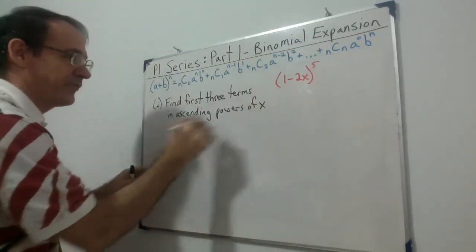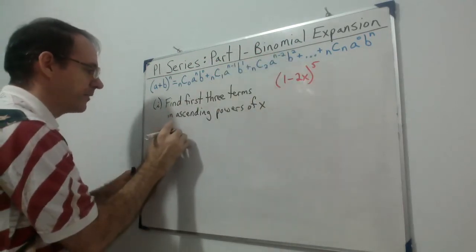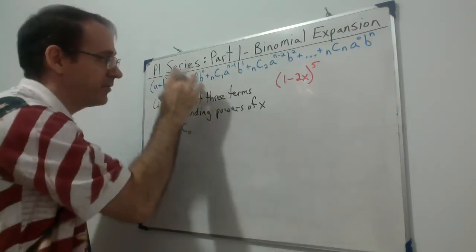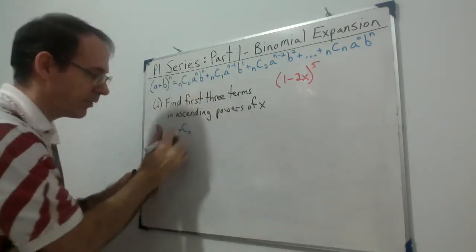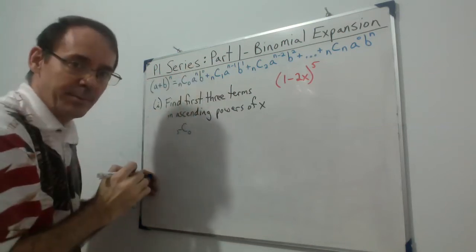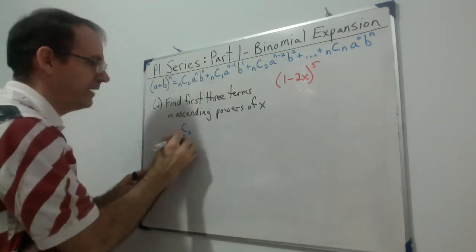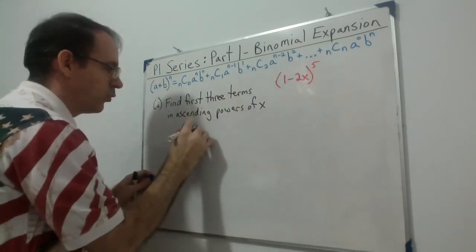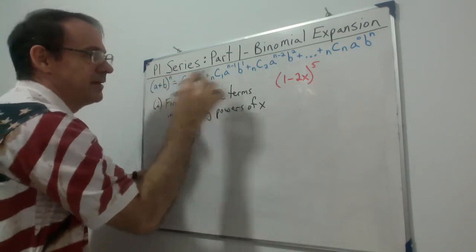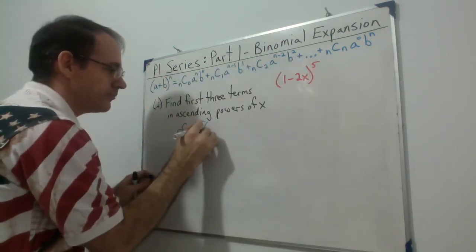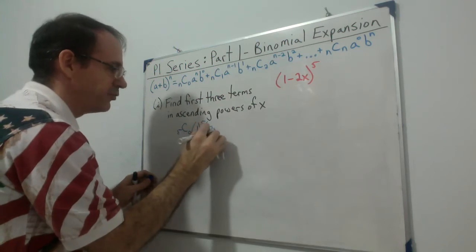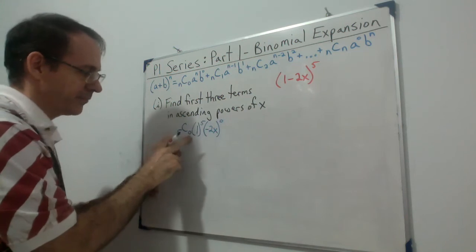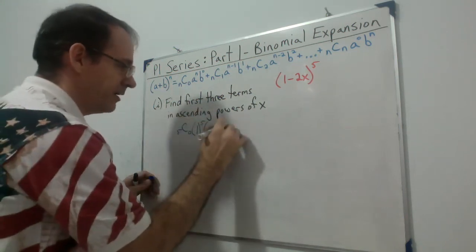So remember the first one is NCR, so 5C0, because remember the first term, the b has the 0 power, so our r is the power on the b. So 5C0, 5 is the n, times our first term is 1, and that is going to be to the 5th power. I'm going to go ahead and put our negative 2x to the 0 power just so that you can see the pattern here. Here's 0, here's 0.